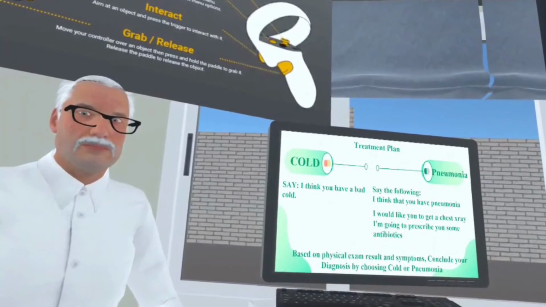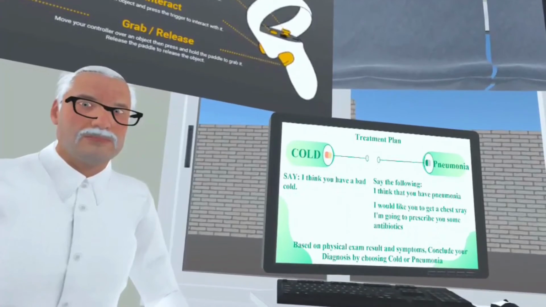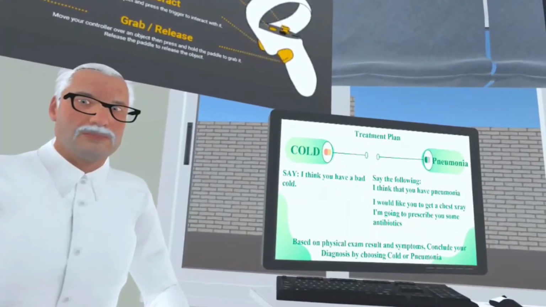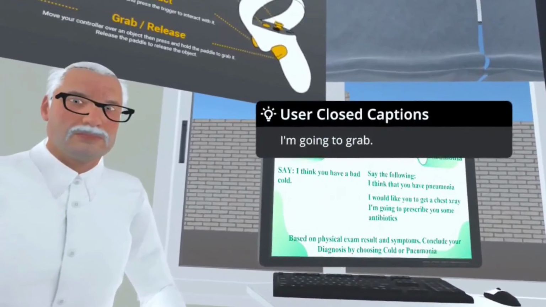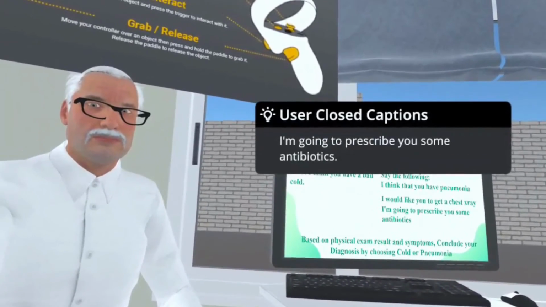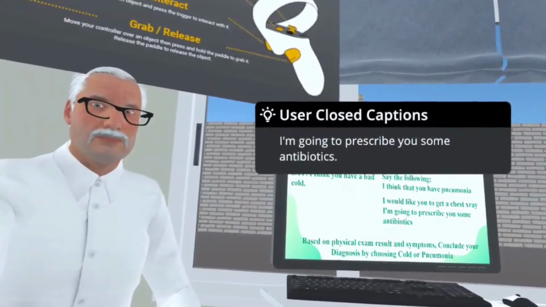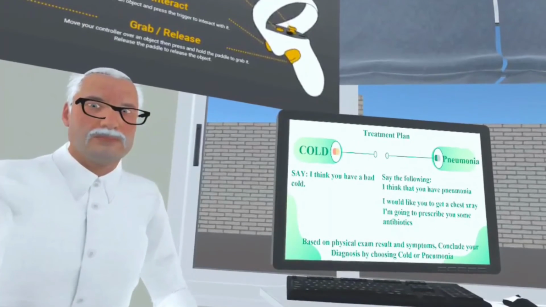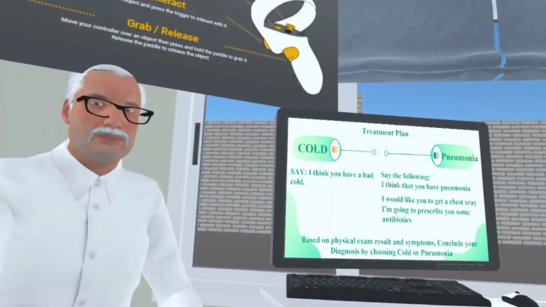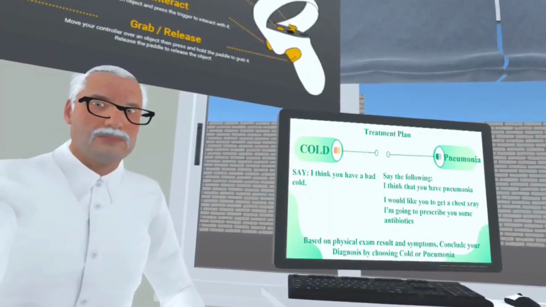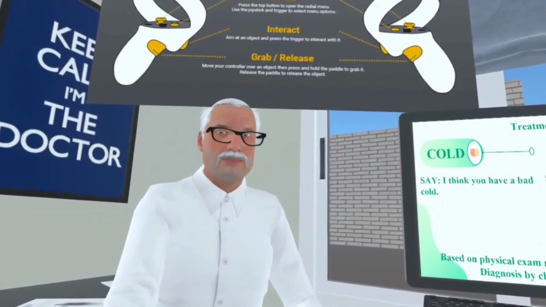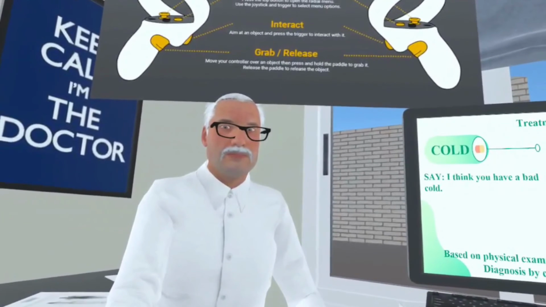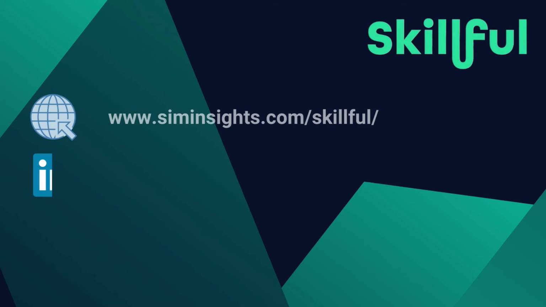Well done. It is a good idea to get a chest X-ray to confirm your suspicions. I'm going to prescribe you some antibiotics. Okay. Well done. This patient likely has pneumonia and needs to start antibiotics immediately. This is the end of the dialogue demo.